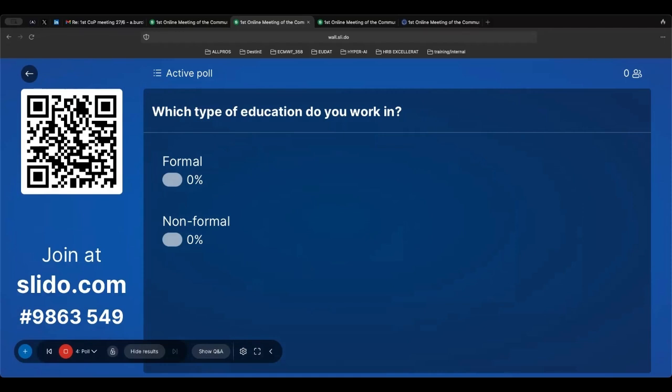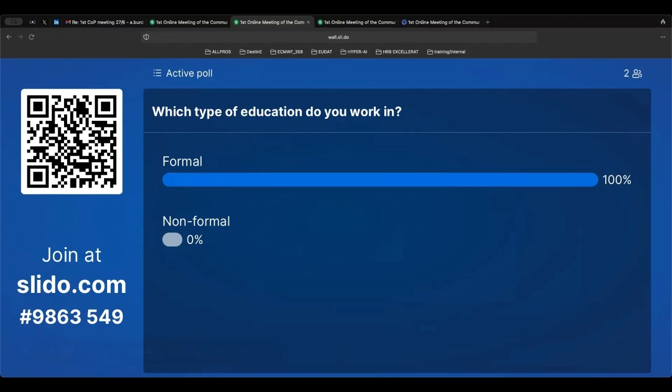Now this question could have other components as well, but we just want to see the very basics. Strange that the sum of the percentages is more than 100, I cannot imagine why this is happening. It's because you have the choice to tick both boxes. Yes, that's the reason. Okay, good. So some of you are active in both formal and non-formal education, which is great. And I think with this we close the poll, right?